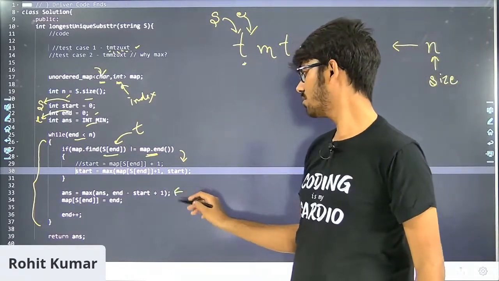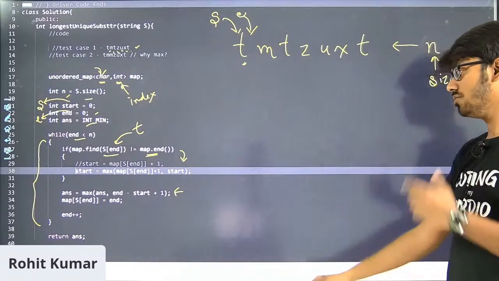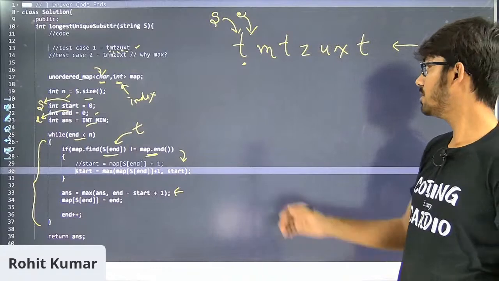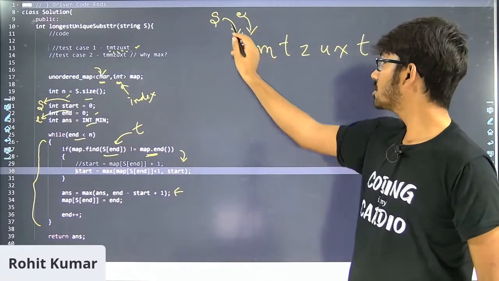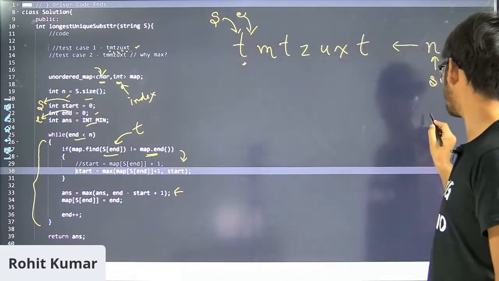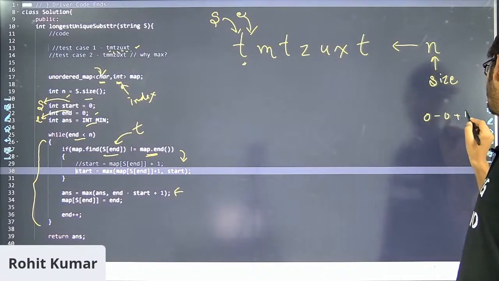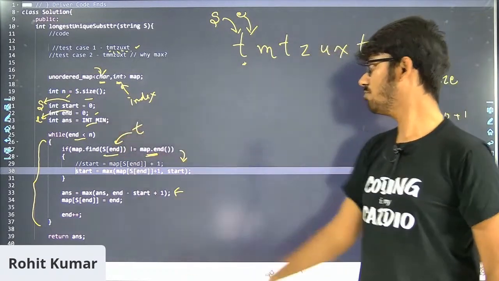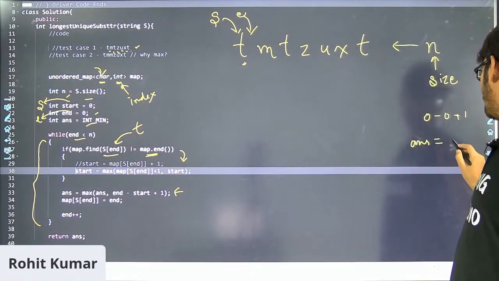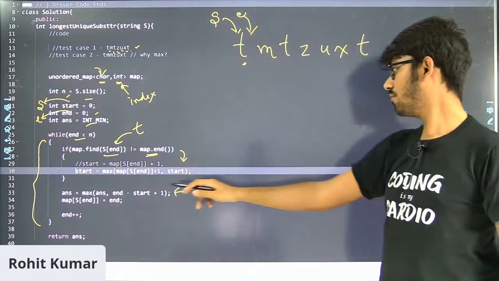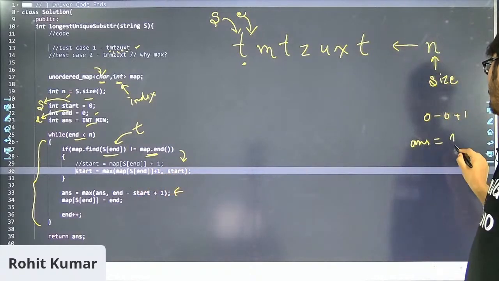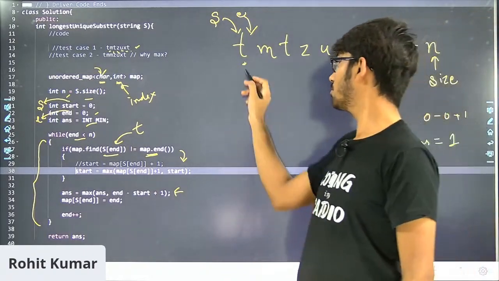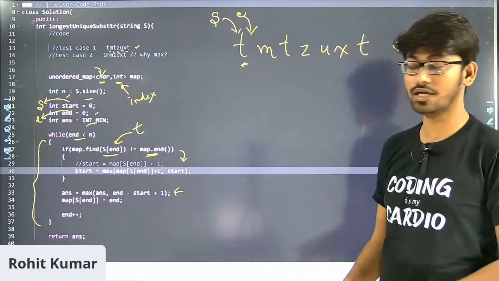You come to this line, and what you're doing is answer equals max of answer, end minus start plus 1. Your end is over the 0th index, start is over the 0th index. So 0 minus 0 plus 1, and you're comparing it with answer whose initial value is INT_MIN. So this becomes max of INT_MIN and 1. Obviously 1 is bigger, so currently you have 1 in your answer, the length of this single t.